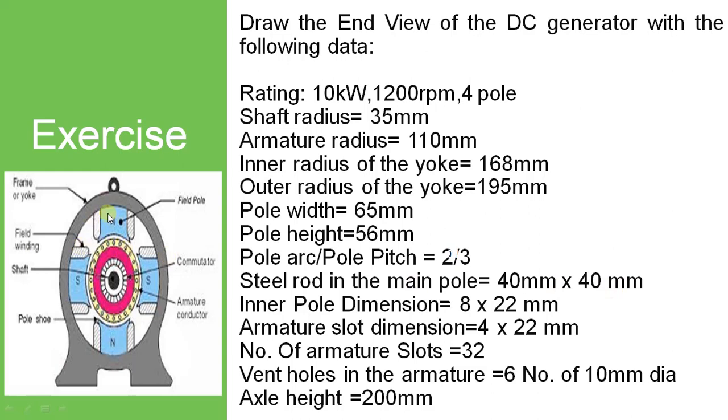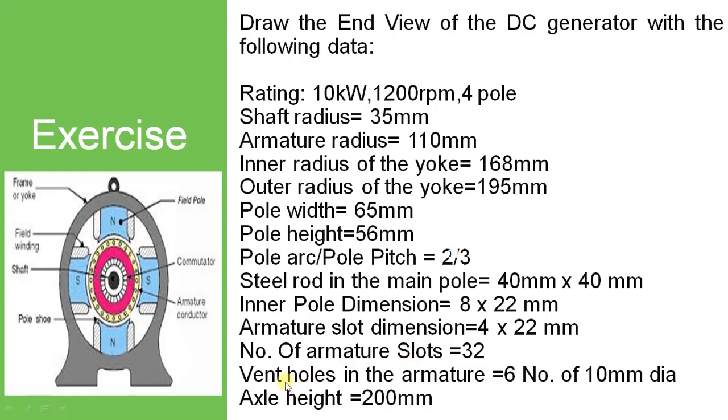It means we are supposed to have one steel rod here at the center of the main poles, having a dimension of 40 mm by 40 mm. And the interpole dimension, it means there will be poles between the main poles, that is the interpole, which has a dimension of 8 cross 22 mm. And there are some armature slots and the dimension of each slot is 4 cross 22. It means the width of the slot is 4 mm and the depth is 22 mm, and we will have 32 armature slots.